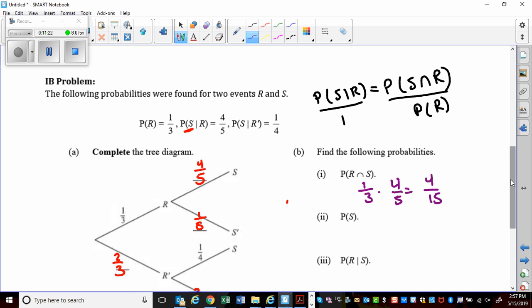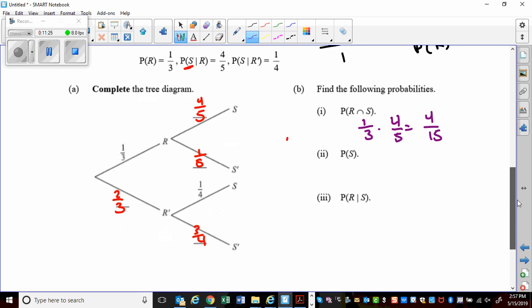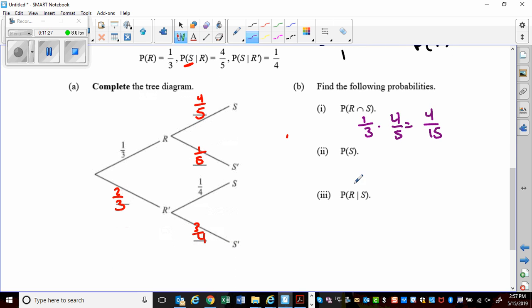Alrighty. I think these are ones you can do. Remember, we have a formula for that, and you're going to have to use this.